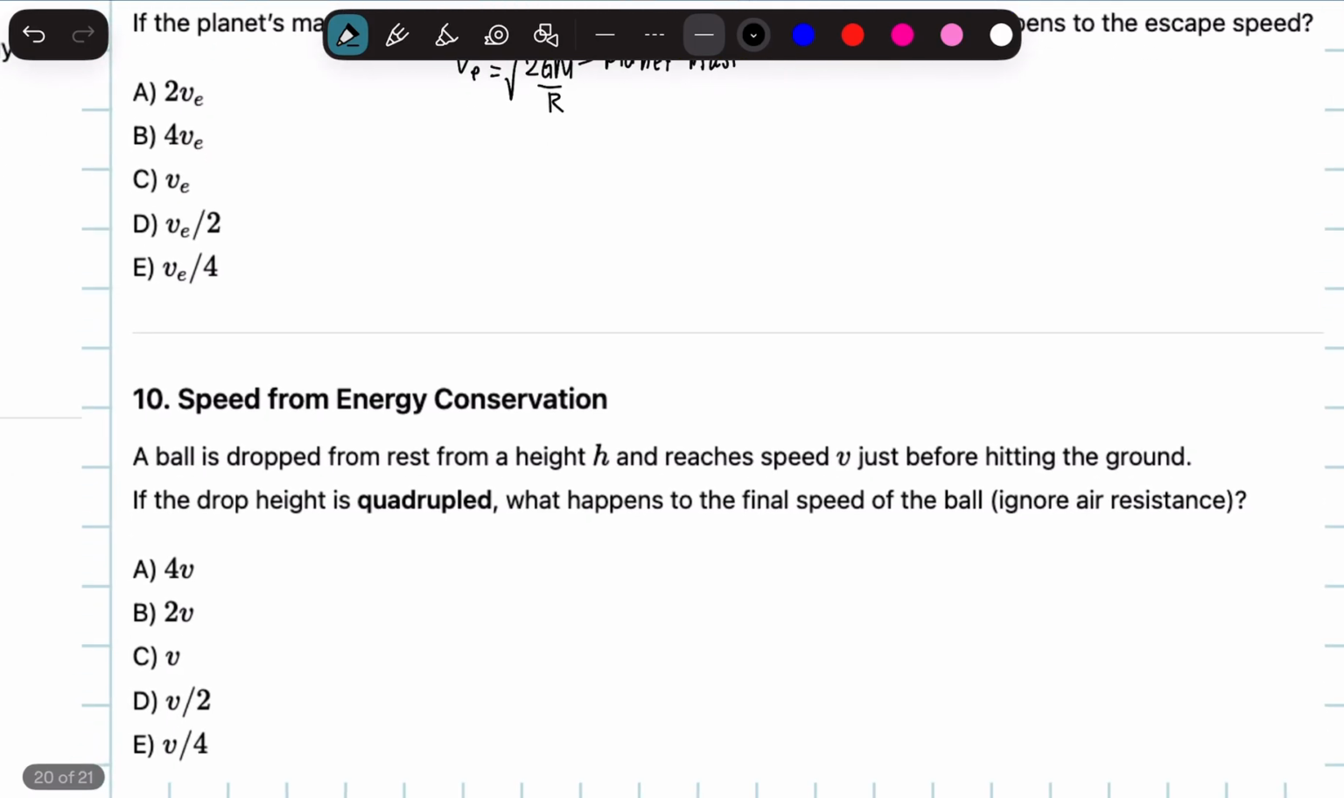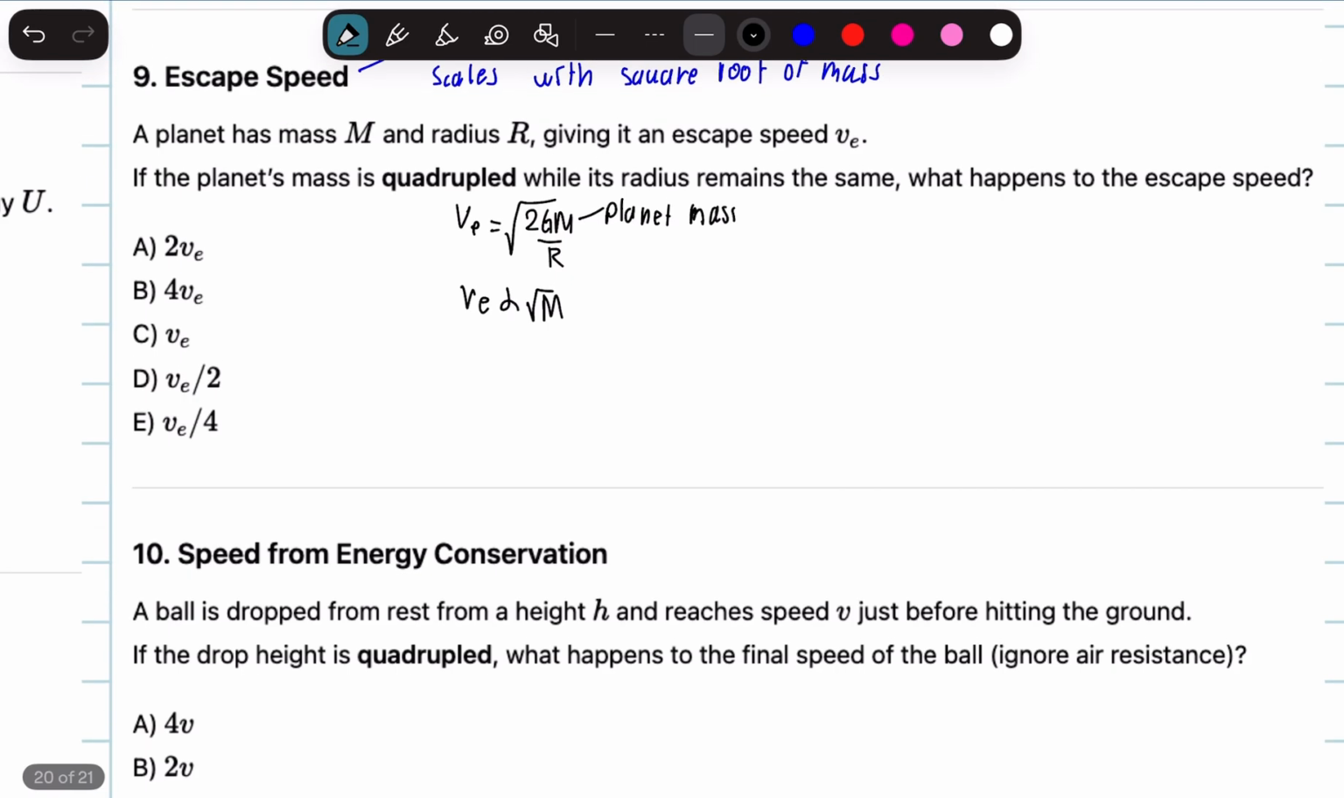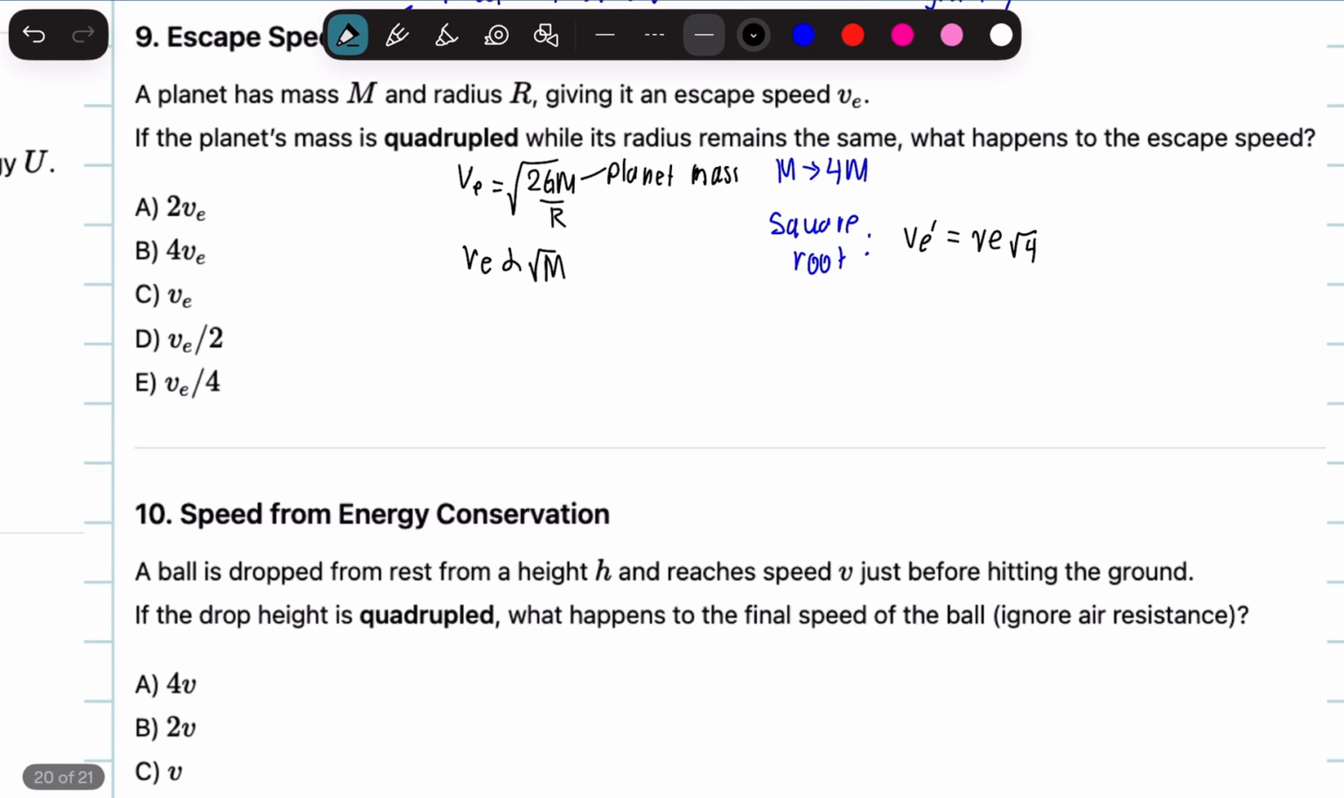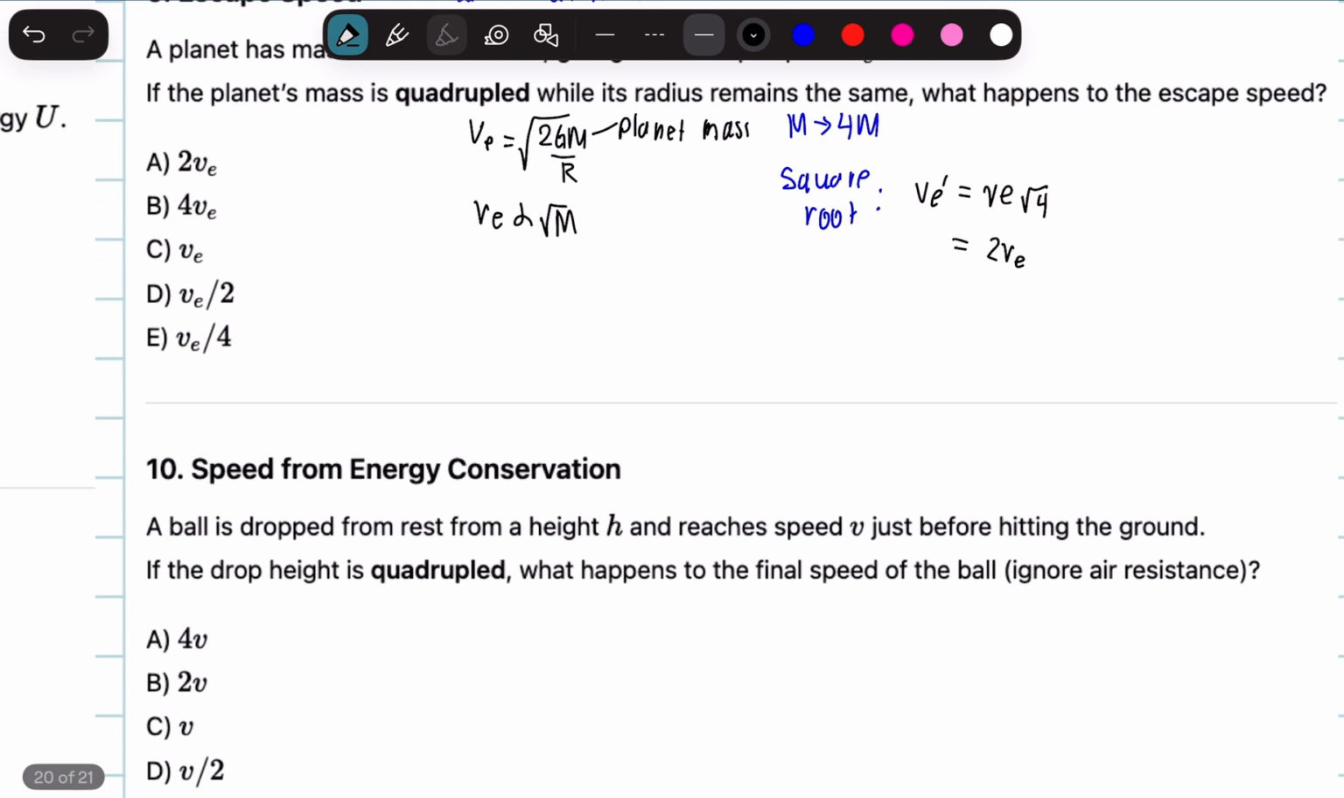Now the proportional form of this is VE is proportional to the root of M, and we are going to change M to 4M. So that means we are applying the square root. So VE prime is equal to VE times the root of 4, and that's going to be 2 times VE, because the square root is 2, and that's going to be A.